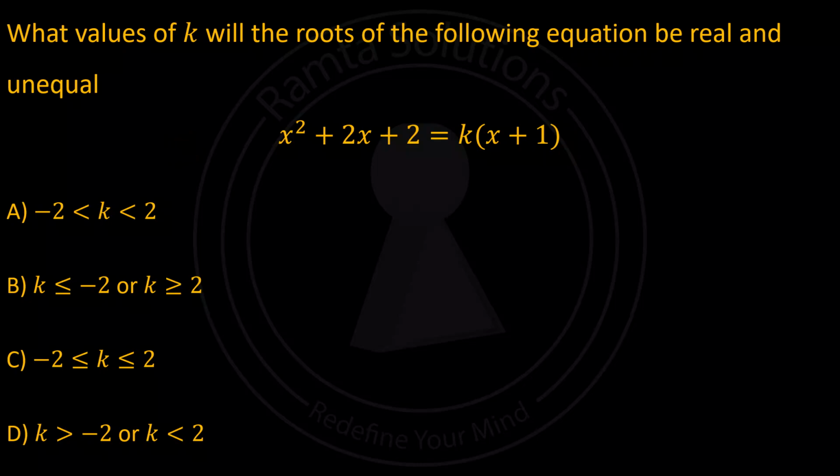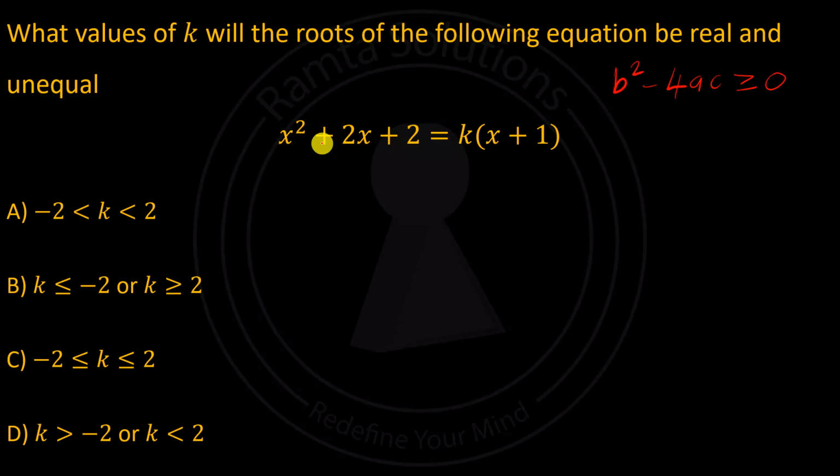What values of k will the roots of the following equation be real and unequal? So before we proceed, this equation is a quadratic equation. We know we need to use the discriminant, which will be b squared minus 4ac must be greater or equal to 0.